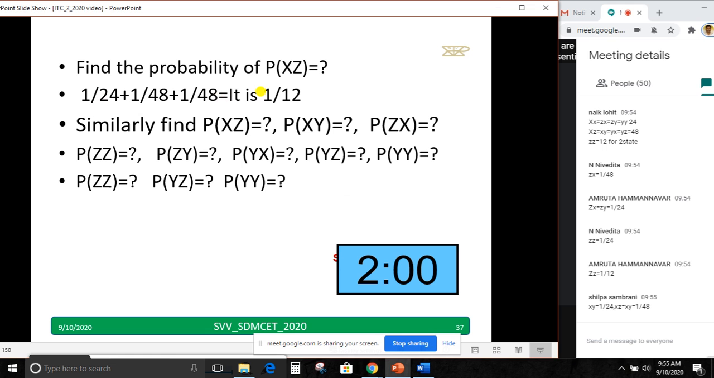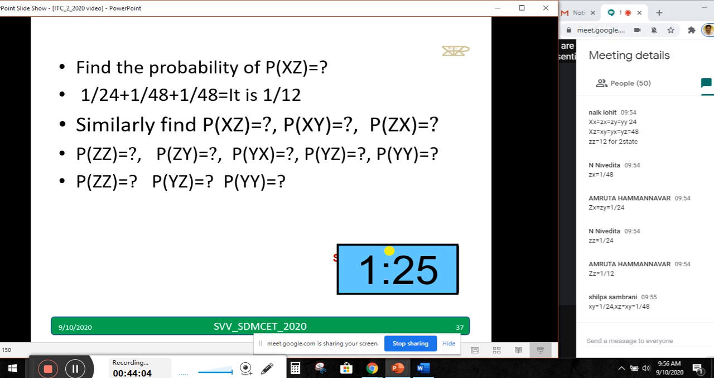Similarly, calculate for these. Don't give up. Be active. Another few minutes we'll try to complete. So just do it the way I have done for XZ. XZ considering the state number 1, XZ considering the state number 2, XZ considering the state number 3. Like that you type it.